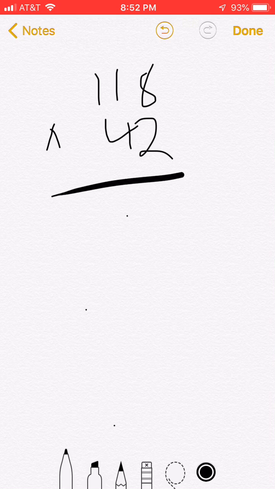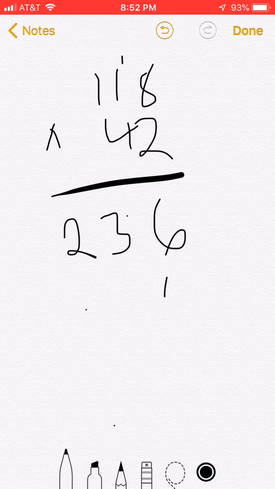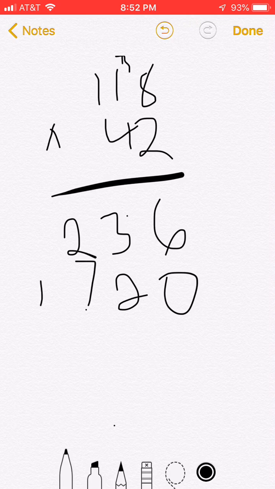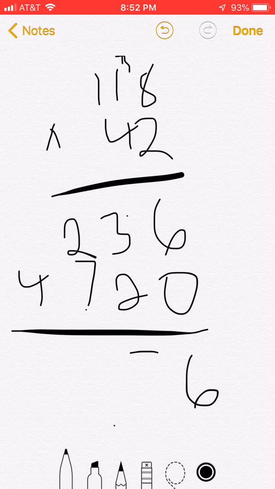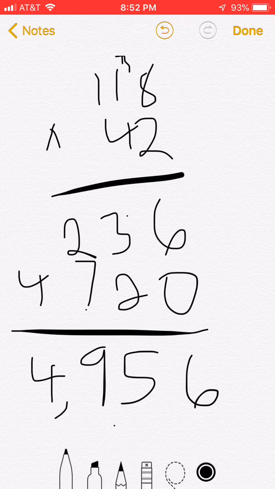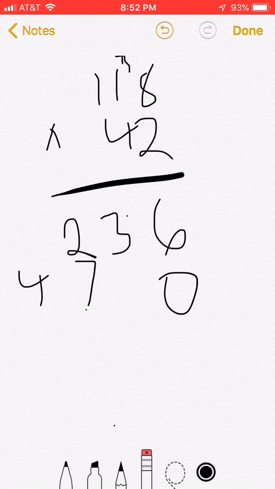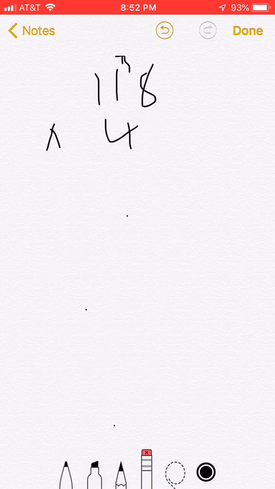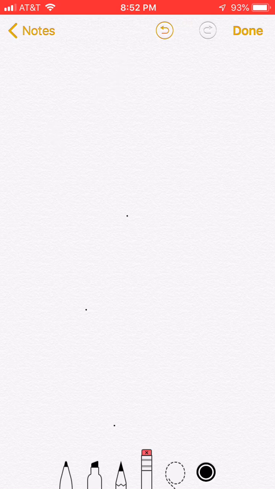You can do it either way, it'll work. 8 times 2 is 16. Then 4 times 2 is 8 and so on, adding up to 4,956. So our answer is 4,956. And that is it for our first set of practice problems.